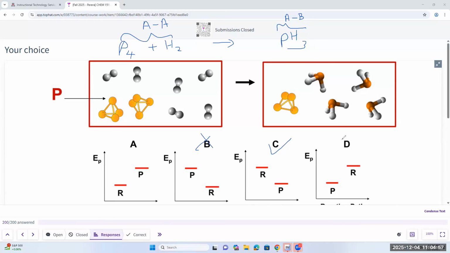One more time, please: never select options B and D. The reason is we always go from reactants to products, not the other way around. And A is incorrect because in A, products have a higher potential energy. It cannot be, because we have stronger bonds on the product side, meaning lower potential energy must be with the products. So the correct answer is option C for that reason.